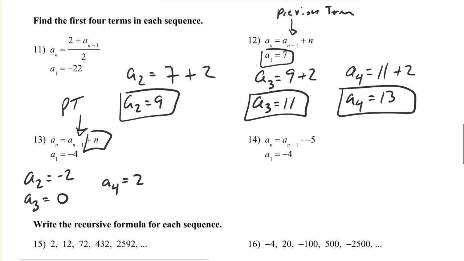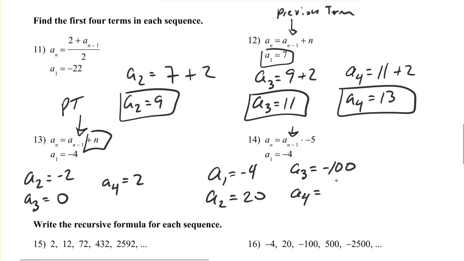This one's a little bit different. This is saying our previous term, and then what are we going to do to our previous term? We're going to multiply it by negative 5. So if our first term is negative 4, then our second term would be negative 4 times negative 5, which would make positive 20. Our third term would be positive 20 times negative 5, which makes negative 100. And our fourth term would be negative 100 times negative 5, which makes positive 500.